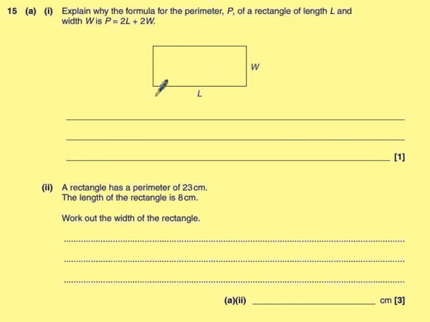So a rectangle, if it's got a length of L, its opposite side is also length L. If it's got a width of W, the opposite width is also W. So if we imagined we started at this point, walked along here and then up the width, back along the opposite length and back along the width, we come back to the original point. So our perimeter is equal to L plus W plus L plus W.